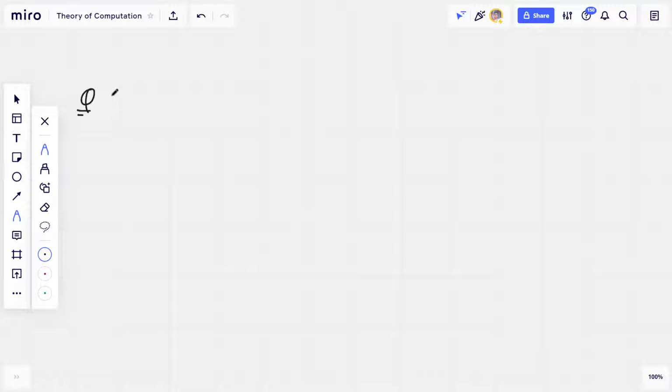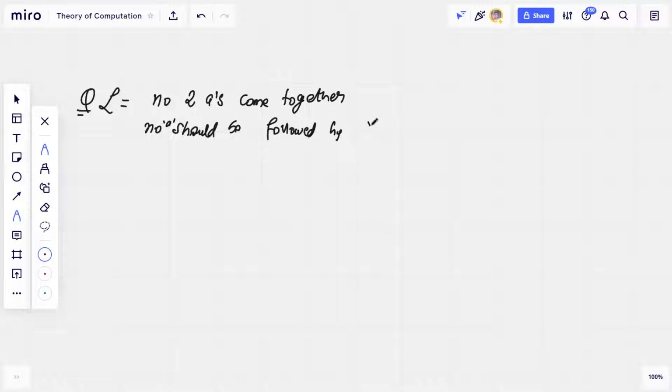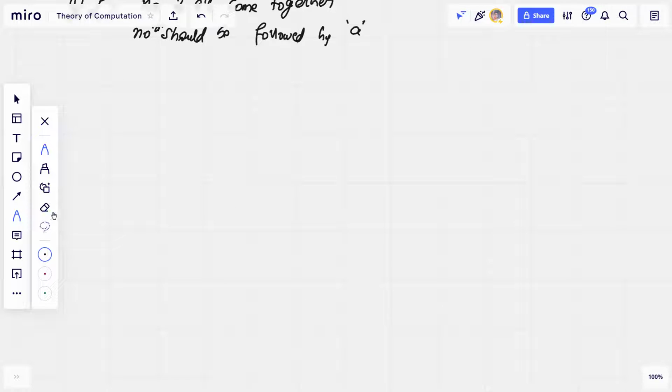So the alphabet is still the same, a and b. It is the set of strings in which no two a's come together. Another way to write it is: no a should be followed by a. That means we cannot have consecutive a's. So let's write the language. It's not as simple and straightforward as what you've seen till now.